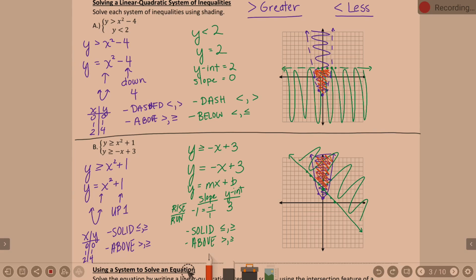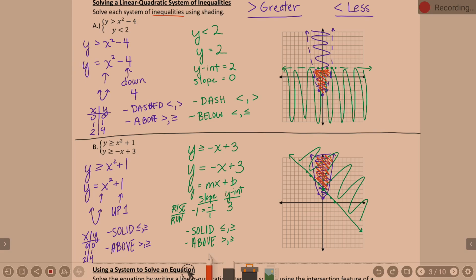Okay, questions there? We know we do the shading, and we know that we do the solid and dashed lines when we start seeing the inequality symbols. Okay, those are your clues. When you see less than, greater than, think, oh, you have to do two extra things. I have to do a dashed or solid line, and I'm going to have to shade. Okay?